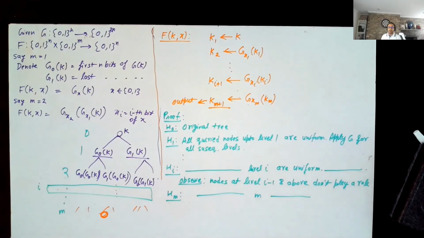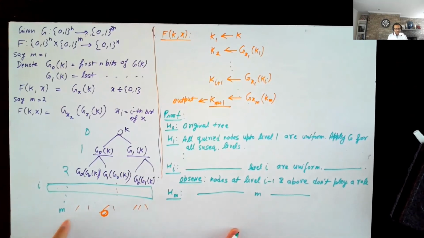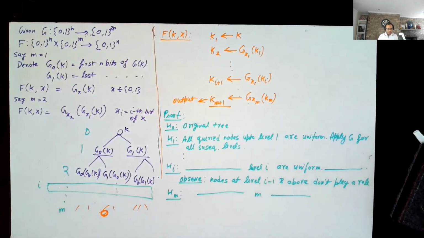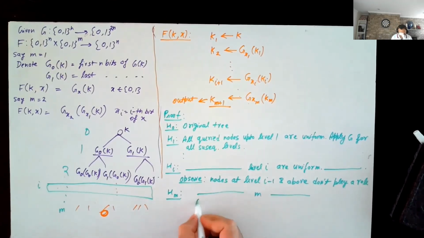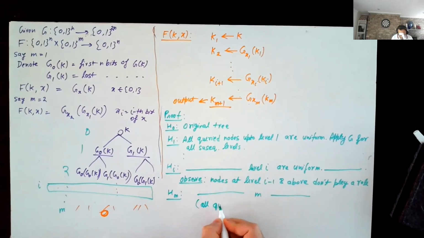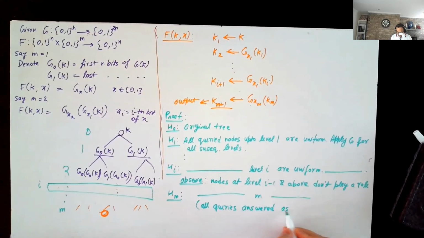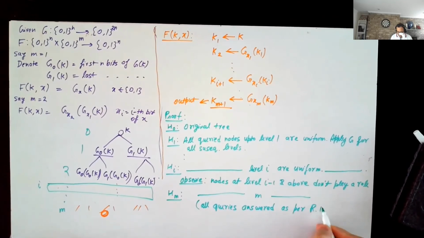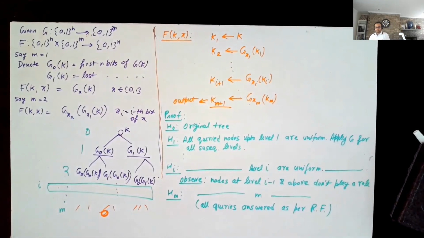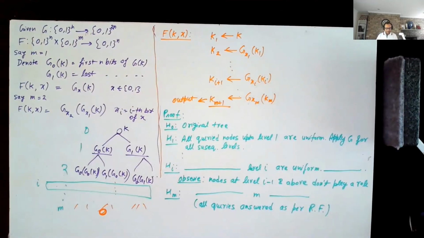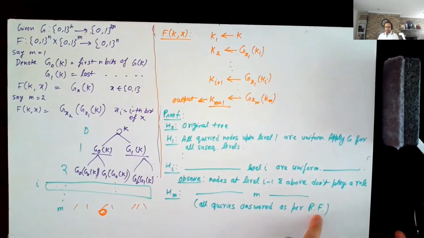So now what does HM correspond to? In HM, every query selects a leaf or a node at level M, and each node is basically uniform. So in HM, all queries are answered as per a truly random function now. So we are starting with a PRF, and we basically changed the answer of all the queries to a random function.